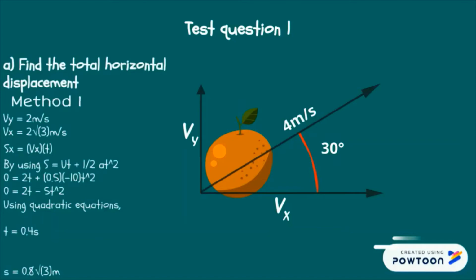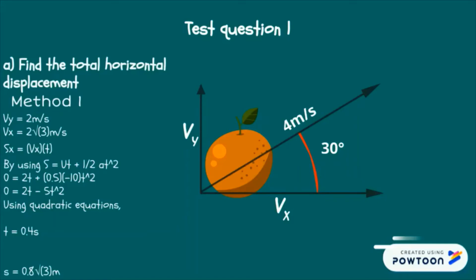So we can sub all the values we have in, and we get 0 equals 2t, 2 being the initial vertical velocity, plus half at squared. We'll approximate acceleration due to gravity to be 10 meters per second squared, as it's an easier number to work with. And we give it a negative sign as gravity is acting downwards. So the final equation we get is 0 equals 2t minus 5t squared.